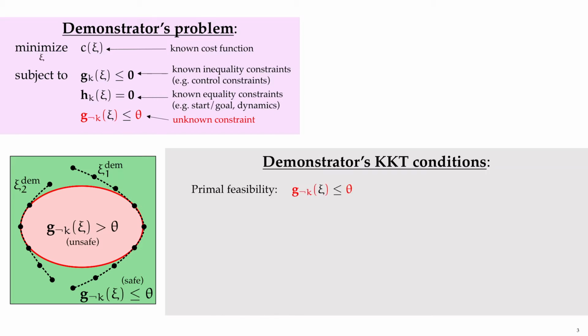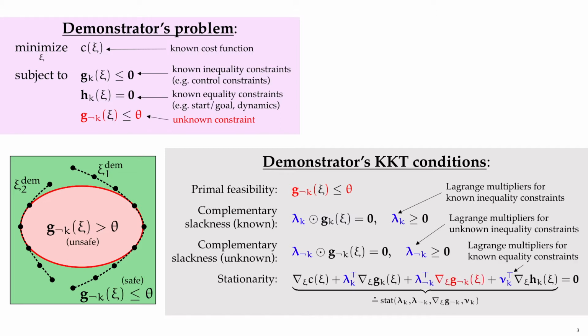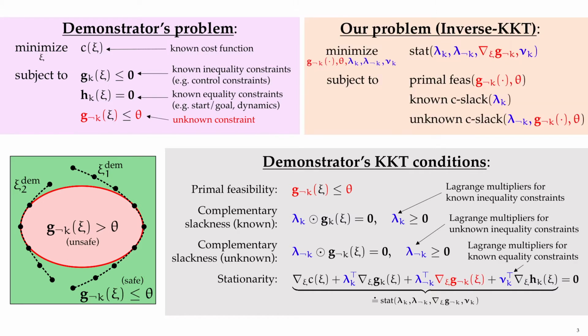Since the demonstrations are locally optimal, they must satisfy their KKT optimality conditions. These include primal feasibility, ensuring the demonstrations are safe, complementary slackness for the inequality constraints, ensuring Lagrange multipliers are zero unless the constraint is tight, and stationarity, ensuring the demonstration cannot be locally improved. To find the unknown constraint, we can solve an inverse KKT problem, which recovers the constraint that makes a demonstration's KKT consistent. This problem is challenging to solve, so we solve it approximately via tractable subproblems.